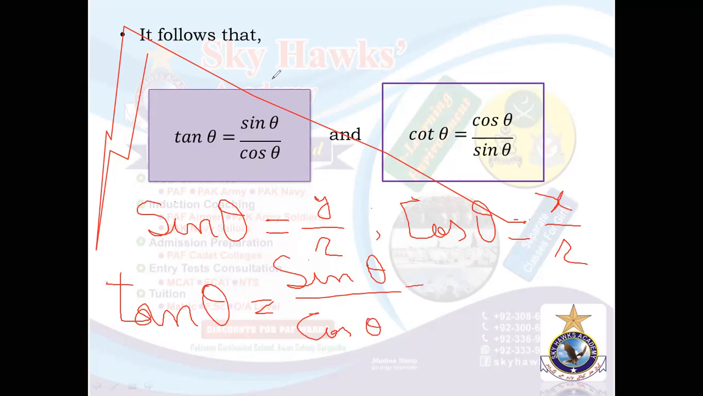Putting the values: sine theta is y over r and cos is x over r. So this r is gone with this. So tangent theta is equal to y over x. Y over x is the real value of the tangent theta. That's why we can write it in this way.